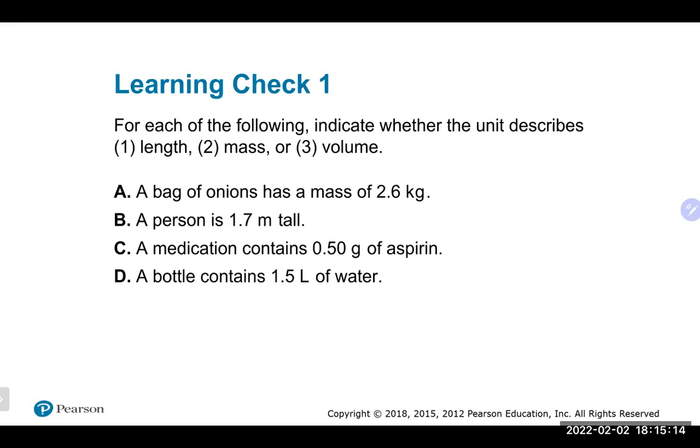With that being said, take a minute here or so, and for each of these, identify the type of quantity we're talking about. Are we talking about a length, a mass, or a volume? All right, so let's take a peek. We want to look at the unit here. Kilograms gives you the answer. Kilograms is a unit of mass, so this would represent a mass. The person is 1.7 meters. Meters is a unit of length. So again, we're talking about a length here.